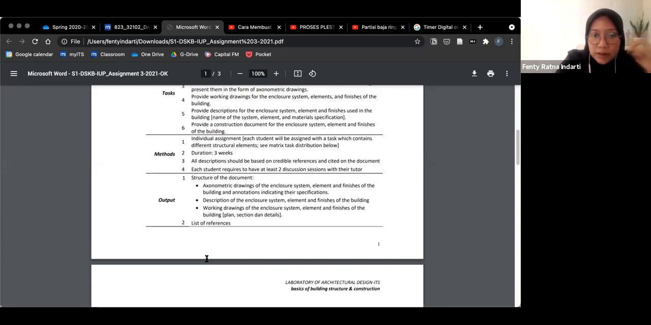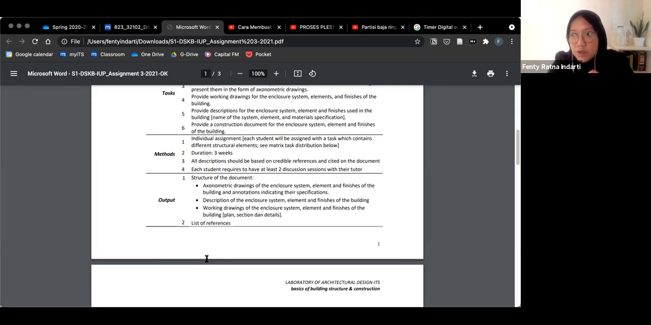So the output is again axonometric drawings of the enclosure system, elements and finishes of the building, and annotations indicating their specifications. Here there are specifications. You need to take a look at the available materials on Google or wherever. Maybe you visited a building exhibition, usually an online one, because they are more specific. And then you think, oh, this is a good type of material related to my work. It's okay, no problem. So again, you need to find the specifications.